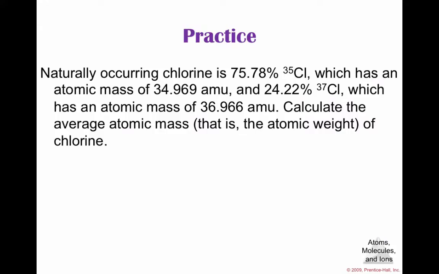Now I want you to try this example on your own. Naturally occurring chlorine is 75.78% chlorine 35, which has an atomic mass of 34.969, and 24.22% chlorine 37, which has an atomic mass of 36.966 AMU. Calculate the average atomic mass of chlorine. Try this on your own, pause the video, and then come back and check your answer.